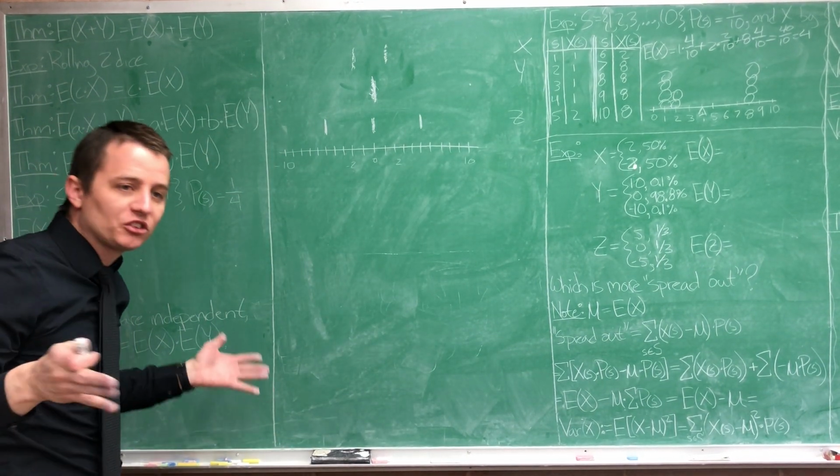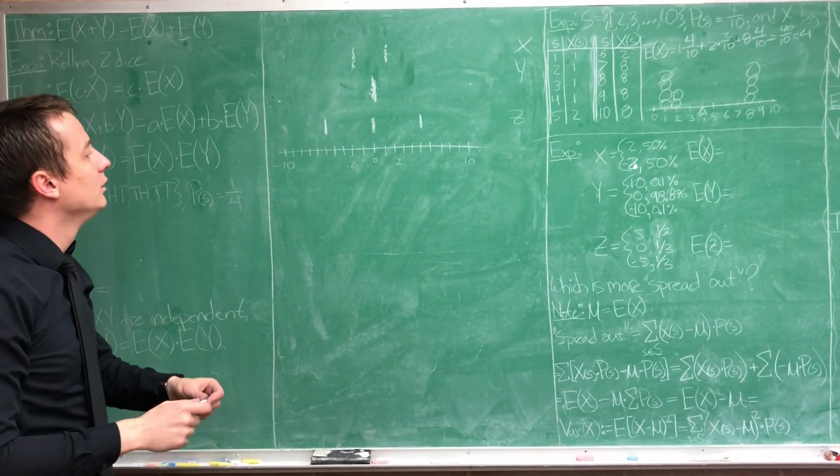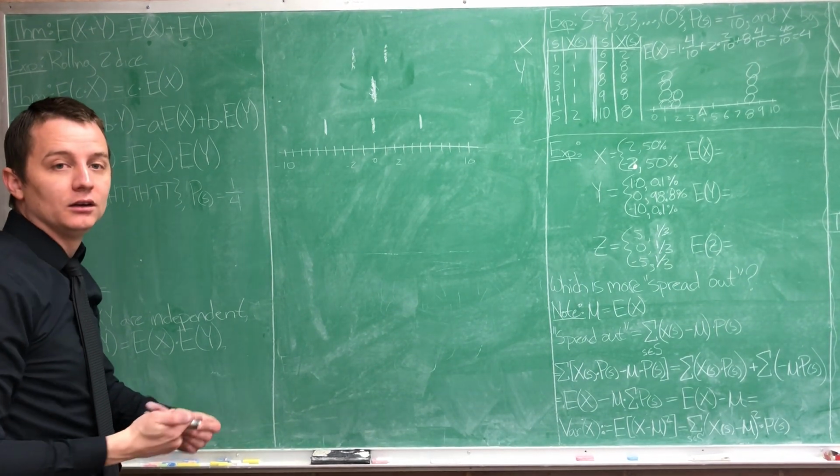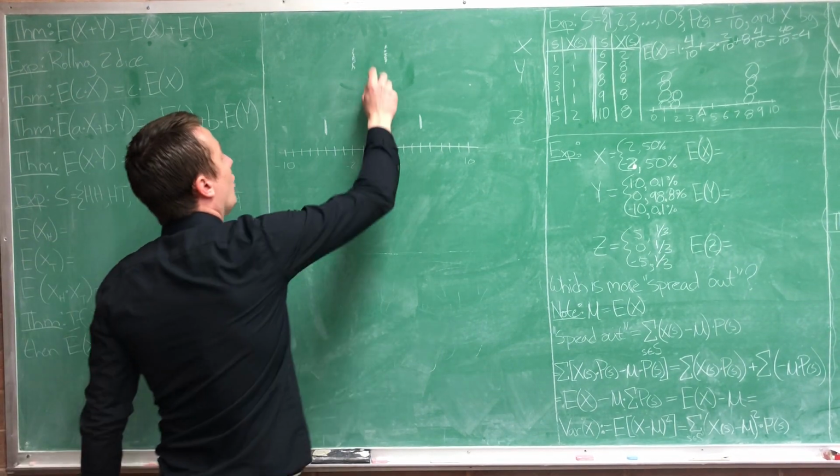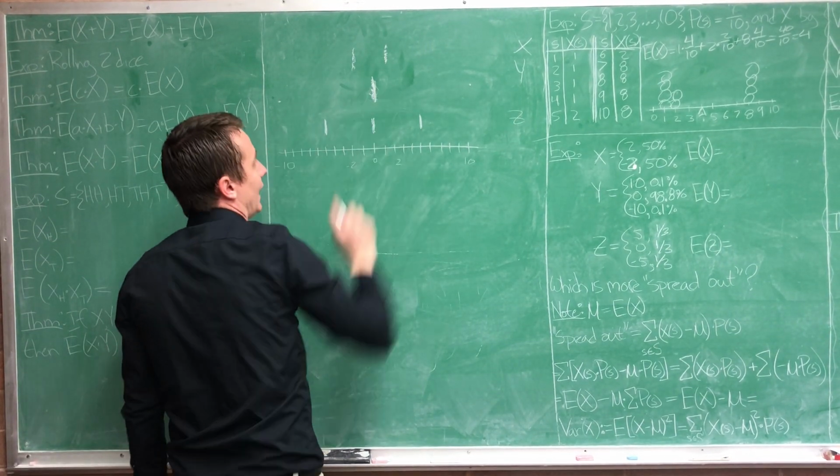Here's Z's data. So X's data looks like this, Y's data looks like this, Z's data looks like this. Which of these data are the most spread out intuitively? Intuitively it's Y. Y is almost always in the middle. It's hardly ever away from exactly 0.